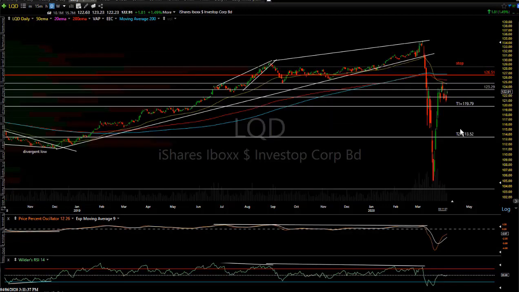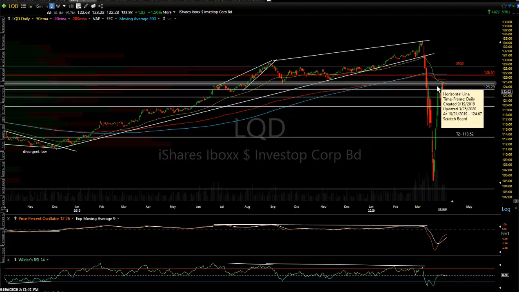Next up, LQD. Nothing really to update. It's actually up today, but still right around where we entered the last time around. We've had two profitable and successful swing shorts on this. We're in the third right now. We entered somewhere around here. T1 remains 119.79. T2 remains 113.52, and I still very much like this trade, just like the market.